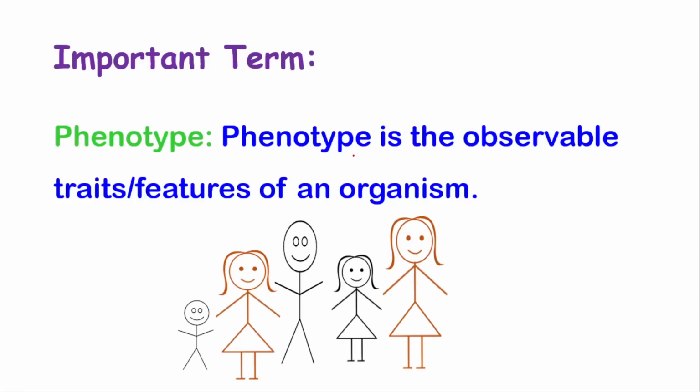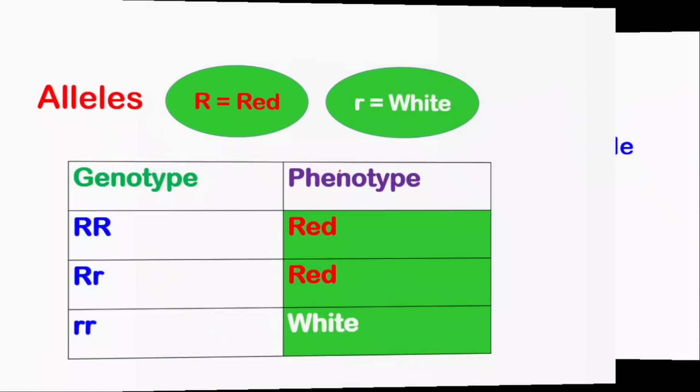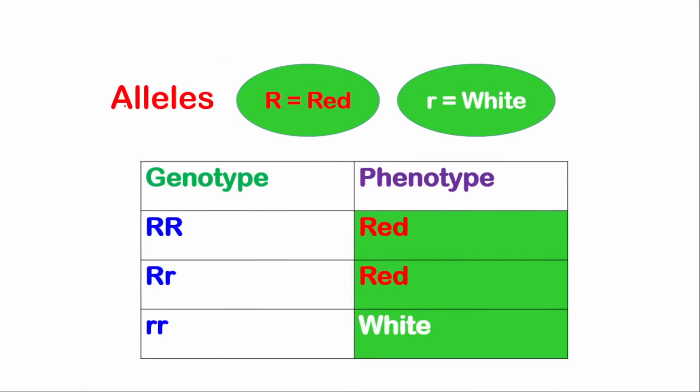Phenotype is the physical or observable traits or features of an organism. What we can notice or see about an organism, we call phenotype, the physical nature of it. As an example, let's say we have alleles: uppercase R is red, lowercase r is white.